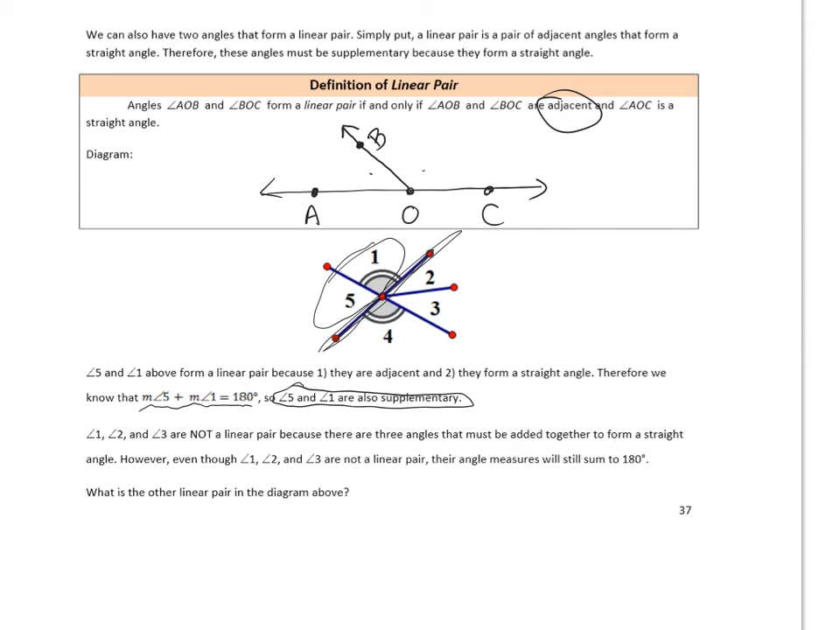Angles 1, 2, and 3, on the other hand, are not a linear pair because there are 3 angles. In order to be a linear pair, you have to have a pair of angles. So if you have more than 2 angles forming a line or a straight angle, then it's not a linear pair. While 1, 2, and 3 are not a linear pair, their measures will still sum to 180, but they are definitely not a linear pair. So now I want you on your own, for your try me, what is the other linear pair in the diagram above?